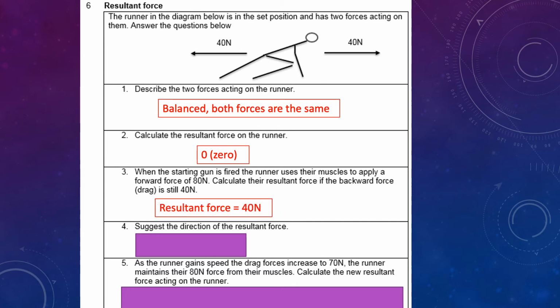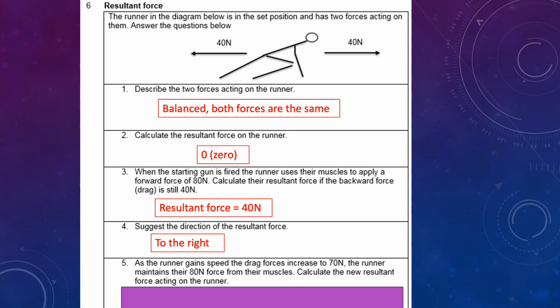Number 4 says suggest the direction of the resultant force, and that should be in the direction of the greater force, and that's going to be to the right. So if the question does not ask it, you can assume that if it's asking for a resultant force, you do have to include the direction because force is a vector.